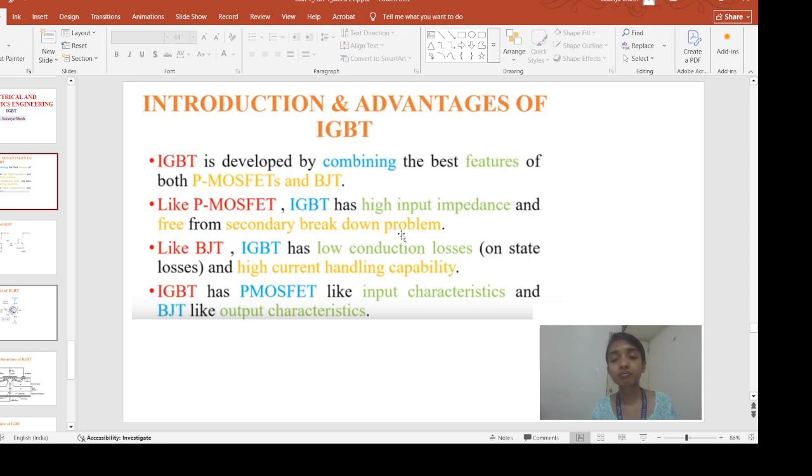Now if the current is more in a particular region, what will happen? It will create overheating at those junctions, and it will cause the breakdown or damaging of the device. So IGBT is free from this kind of problem. And like BJT, it has low conduction loss. We will see what this kind of loss is, and it can handle a very high amount of current, and it follows the same input characteristics like power MOSFET and the same output characteristics like BJT.